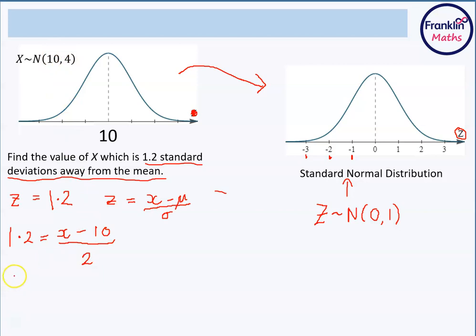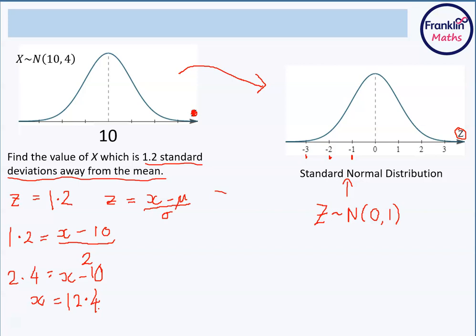So we're going to double this up and solve. So 2.4 is equal to x minus 10, apologies for my handwriting there. So x is equal to 12.4, and again I could just check that on my calculator easily enough. It doesn't really matter.